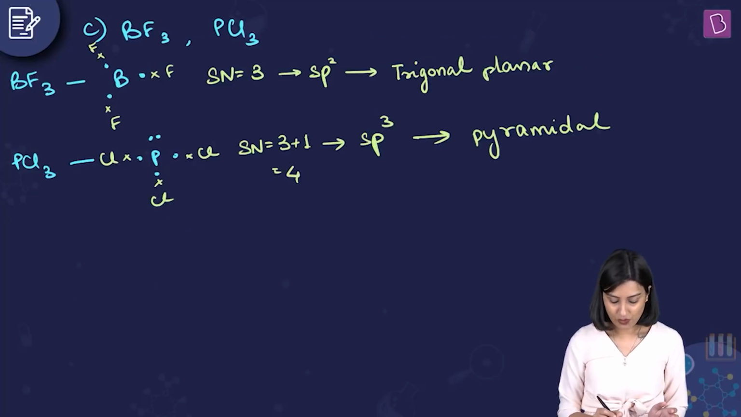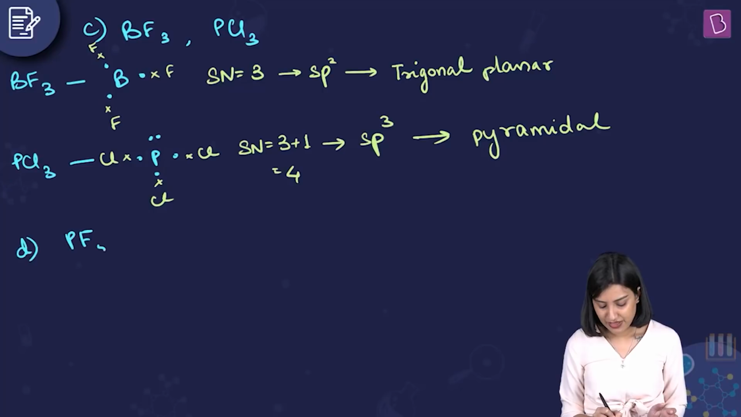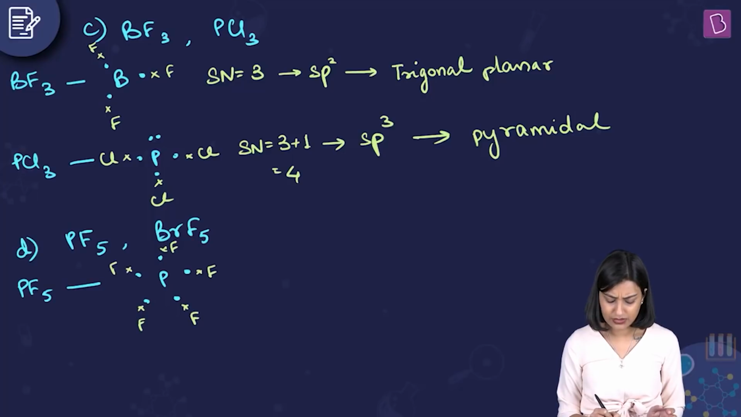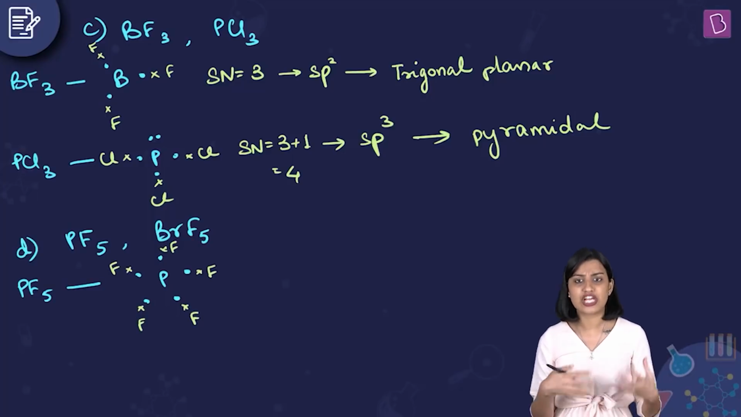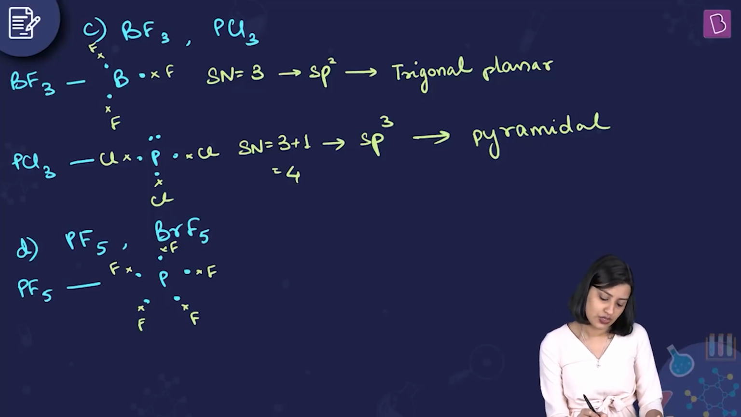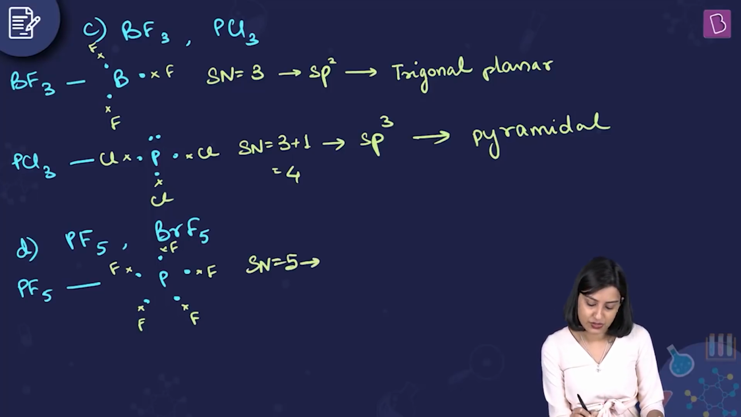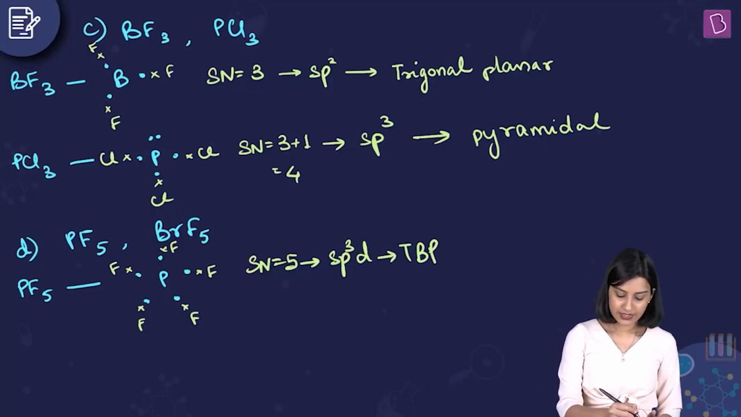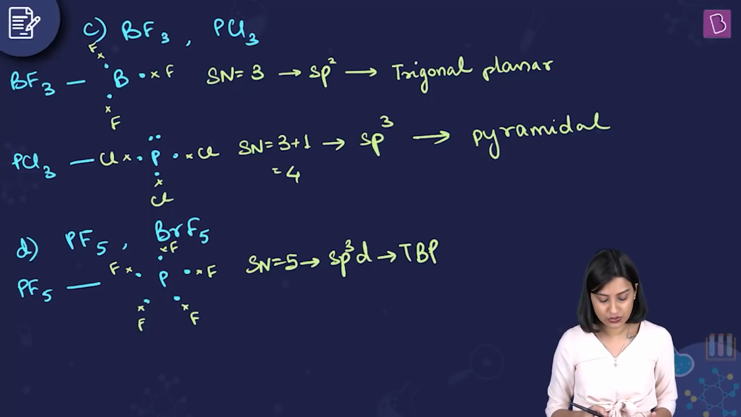We have one last option to go, PF5 and BrF5. Let's see. So we have option D, PF5, and we have BrF5. So let's talk about PF5 first, where phosphorus is my central atom, and you have 1, 2, 3, 4, 5 electrons available for bonding, and all 5 of them are shared by fluorine atoms, since we're talking about covalent bonding. Okay, so here your steric number is equal to 5. This is going to be sp3d hybridization. You would expect a TBP geometry and you would see TBP shape. Great, so this is going to be a trigonal bipyramidal molecule.